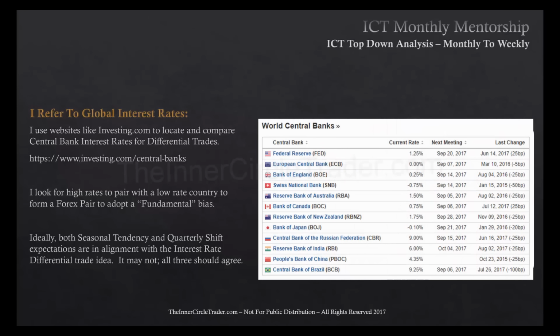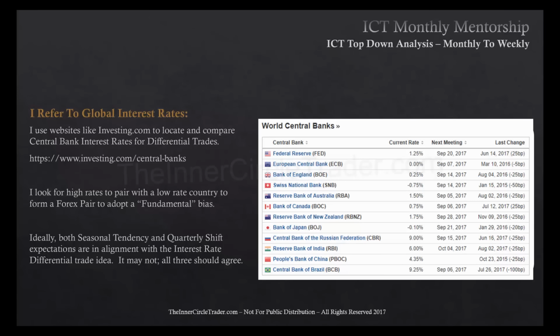And this is what it would look like if you go to that website. This is what I mean by it. It gives you the current rate. For instance, we'll look at the European Central Bank right now. At the time of this presentation, it has zero interest rate, and the next meeting is planned for September 7, 2017.